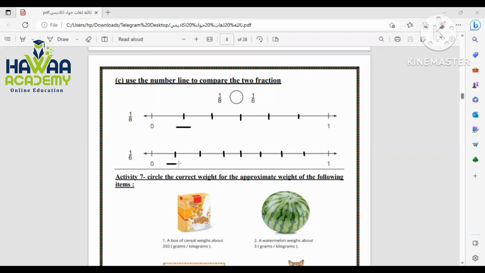We will compare just between 1 over 6 and 1 over 8. Which distance is longer? From 0 to 1 over 6 is longer than from 0 to 1 over 8, so 1 over 6 is greater than 1 over 8. Okay, let's go down to activity number 7.